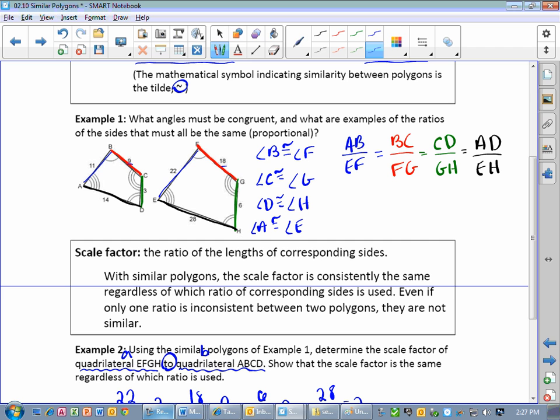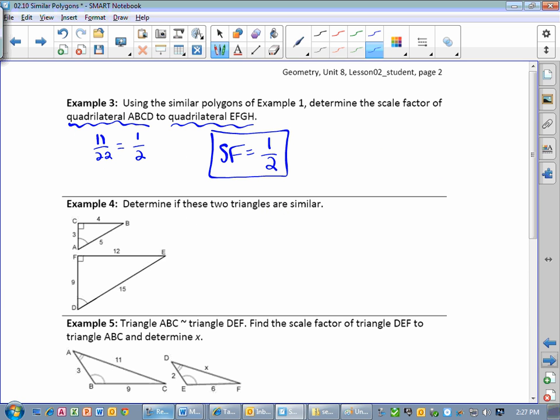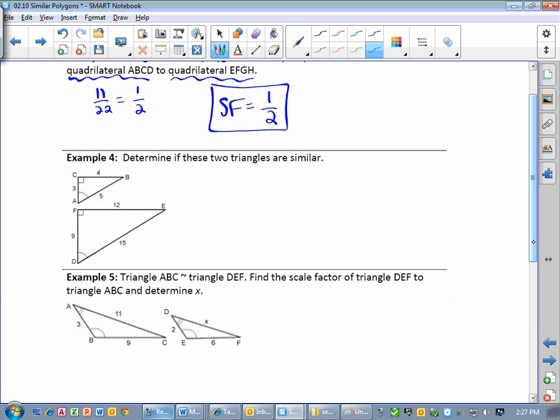If you already know they're similar and you're looking for scale factor, you just need one side from each one. You need one side on this one and a corresponding side on this one.